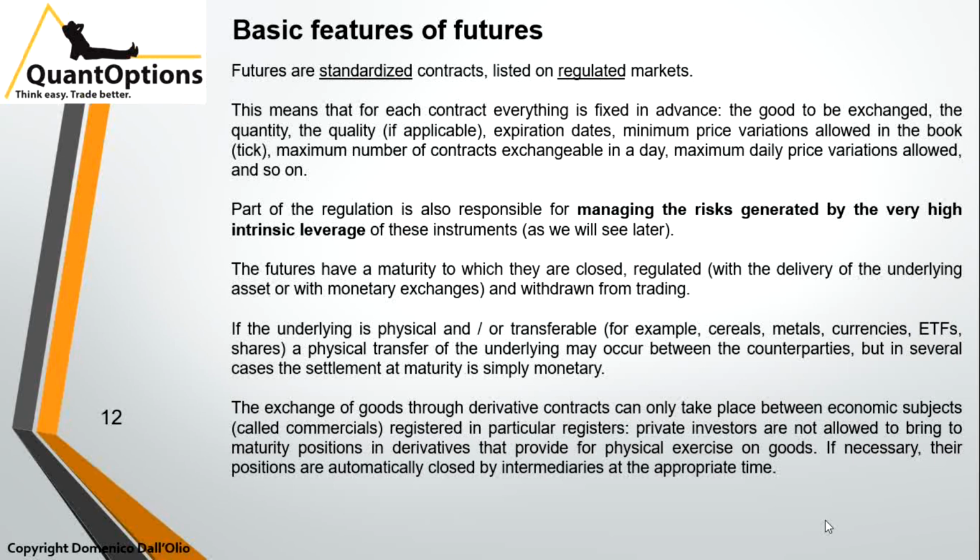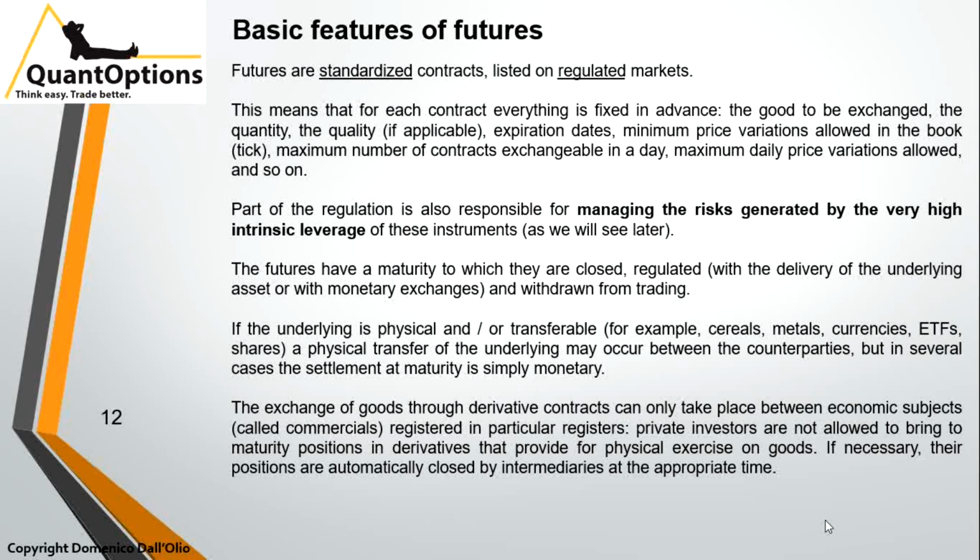The exchange of goods through derivative contracts can only take place between economic subjects. They are called commercials, registered in particular registers. Private investors are not allowed to bring to maturity positions in derivatives that provide for physical exercise on goods. You cannot keep a futures on corn till the maturity, because if you did, you would have the obligation to purchase some amount of corn.